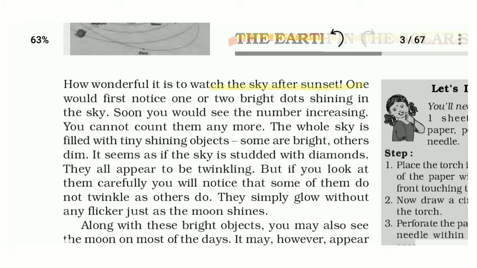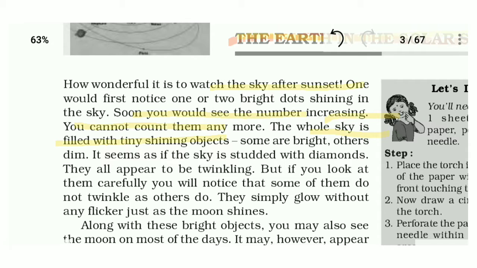One would first notice one or two bright dots shining in the sky. When you look at the sky, you obviously see कितने सारे, अगर मौसम साफ हुआ, so you can see there are a lot of bright dots which are shining in the sky. Soon you would see the number increasing. धीरे धीरे उनका number increase करता है. You cannot count them anymore. Means they are infinite in numbers. The whole sky is filled with teeny shiny objects.